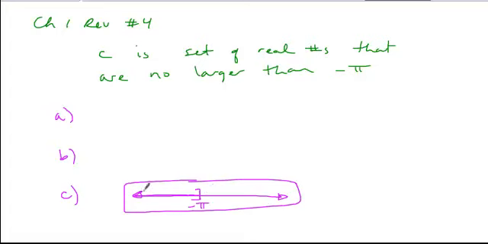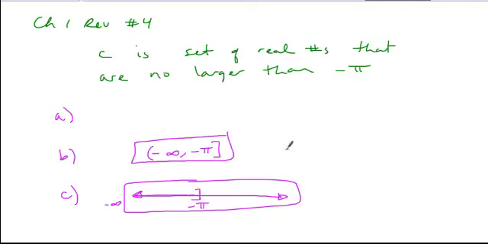Based on this, we have an unbounded interval that extends all the way to negative infinity as the lower bound, and an upper bound of negative pi. So when we write our interval notation, negative infinity to negative pi, always a parenthesis at the infinities. In this case, we are including this critical point, so it's a bracket here. So this would be your answer.